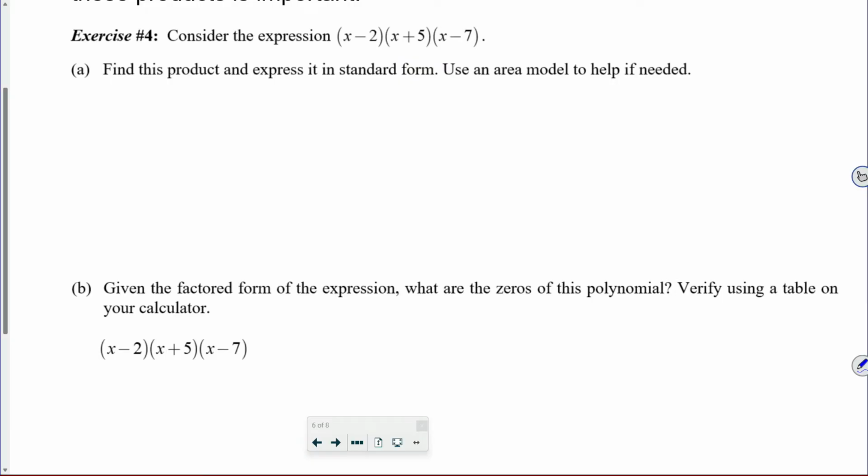Consider the expression x minus 2 times x plus 5 times x minus 7. We could really think about this as the product of 3 exceptionally simple polynomials. Letter A, find this product and express it in standard form. Use an area model to help if needed.